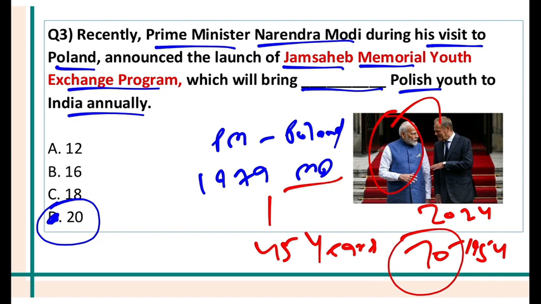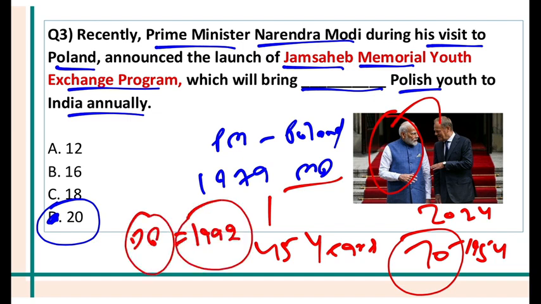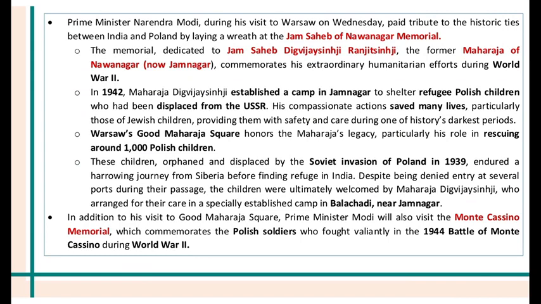70th anniversary of diplomatic relations between the two countries. In fact, PM Modi visited Ukraine also recently, and the diplomatic relations between India and Ukraine started in 1992. So those are only 32 years old, but with Poland it is 70 years old. So now let me tell you all the things that you need to know about his Poland trip. So he basically visited the Jam Sahib of Navanagar Memorial. Navanagar is a place in Gujarat which is now called Jamnagar, right? And there is the Jam Sahib of Navanagar Memorial which is in Poland.